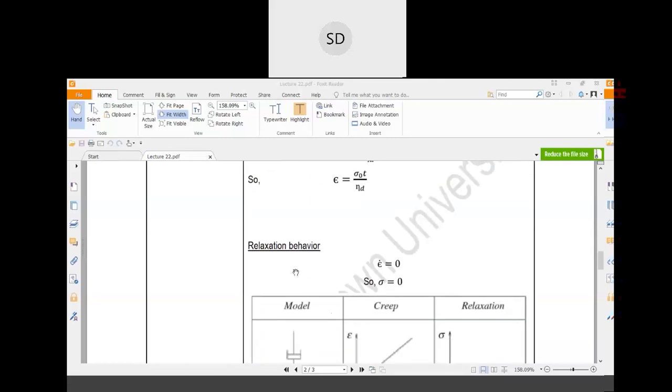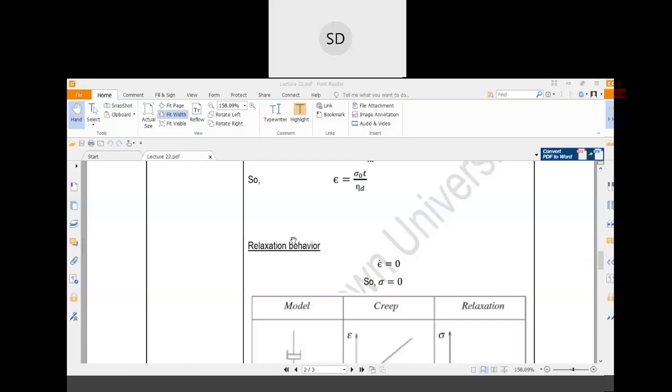So for the relaxation behavior, what does this indicate about the dashpot? For the dashpot, whenever your stress is increasing, your rate of strain is also increasing, but when the rate of strain stops, the stress in the body is also 0, or negligible. So it indicates the viscoelastic properties of the bituminous material.